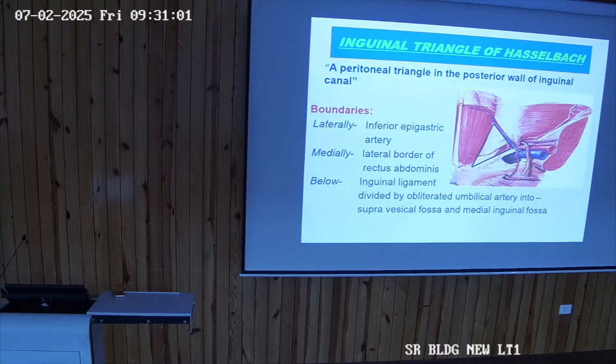So what are the boundaries of this triangle of Hesselbach? You can see this is which muscle? Rectus abdominis. This is the lateral border of rectus abdominis. This is the inferior epigastric artery. So laterally it is bounded by the inferior epigastric artery, medially it is bounded by the lateral border of rectus abdominis, and below it is bounded by the inguinal ligament. This is known as the Hesselbach triangle, through which a direct inguinal hernia, most of the time, occurs.